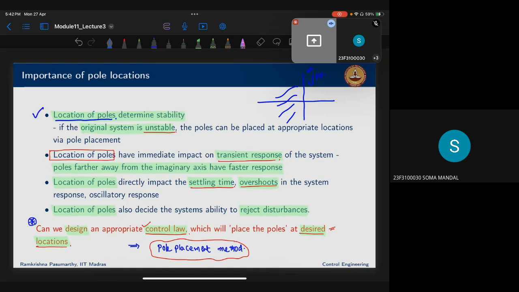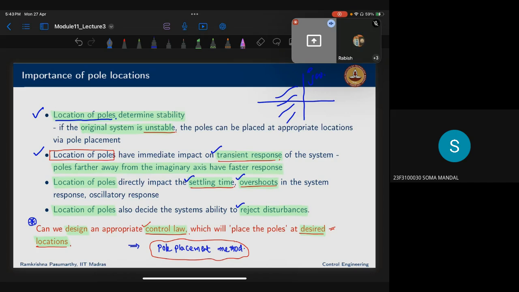Then in the advanced topics, we also have seen the location of poles not only decides the stability, but also talks about the transient response. They also impact the settling time, overshoot, and sometimes they also reject disturbances. So these are many things connected with the location of the poles. Am I correct? Yes, sir, because we have seen in some of the examples.